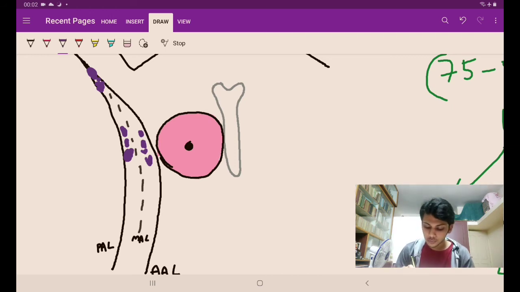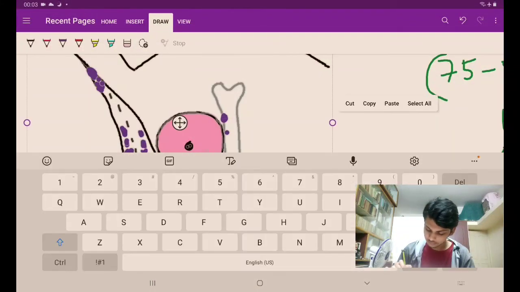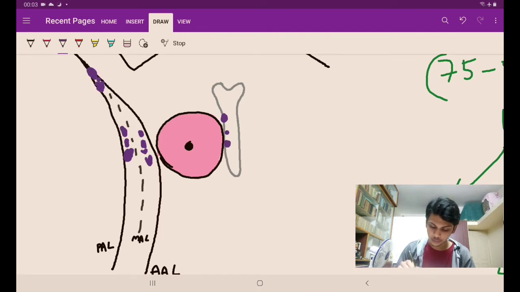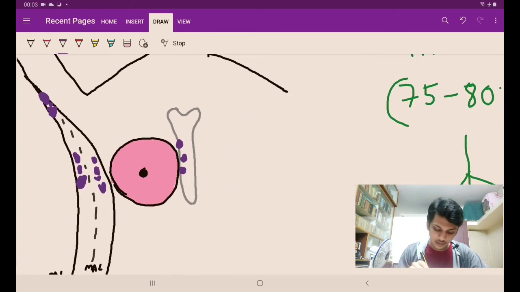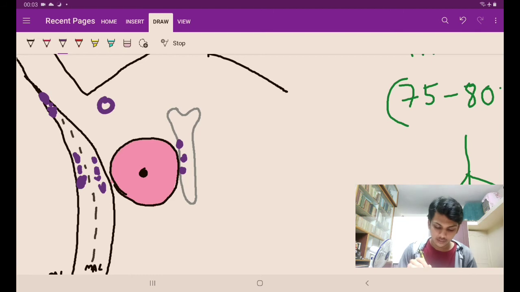Now there is one more important group, the internal mammary group of lymph nodes. It is usually found in the second and third intercostal space, but it is actually over a longer extent. Now see here, there is one more group called the central group. The central group is behind the pectoralis minor muscle. Pectoralis minor comes like this, so the central group is behind that. Okay, this is the central group.